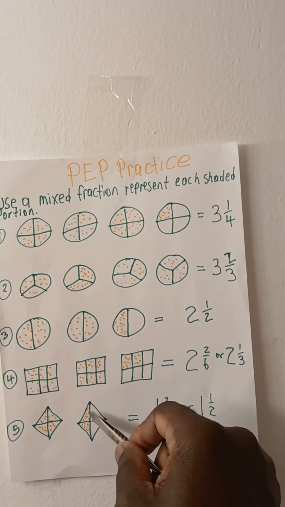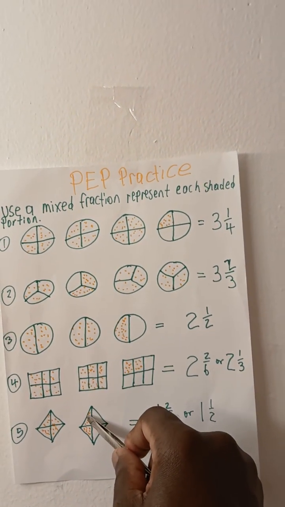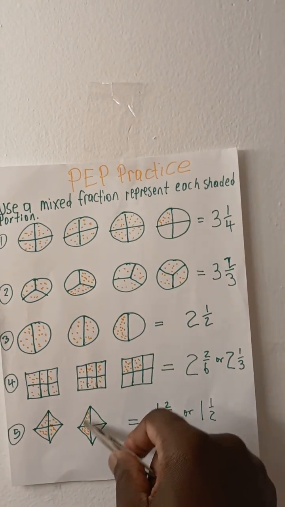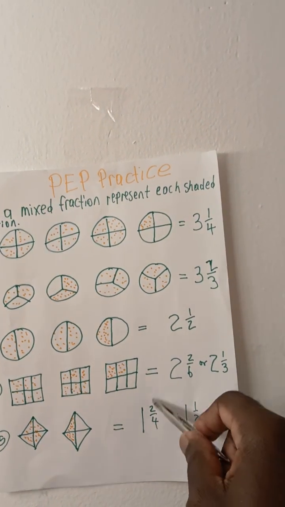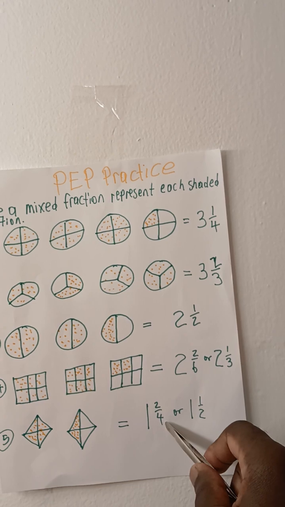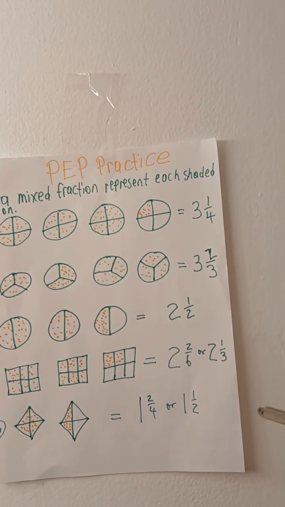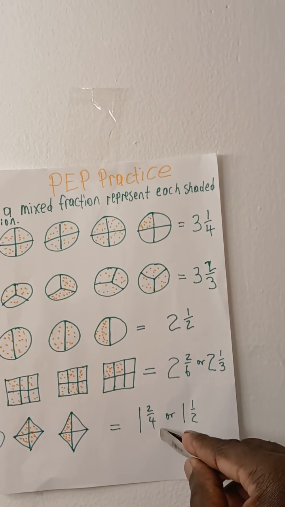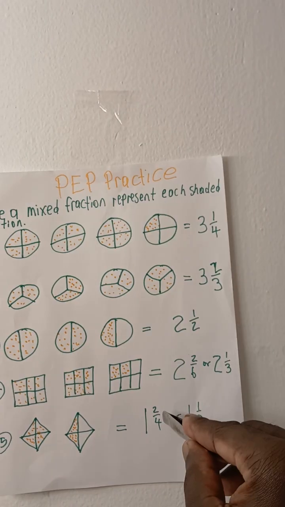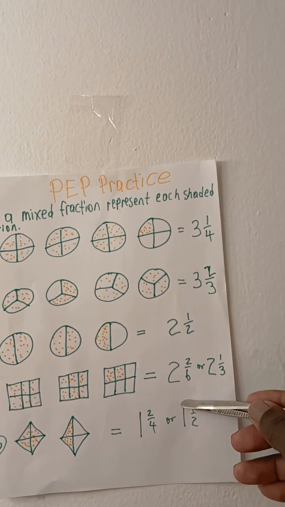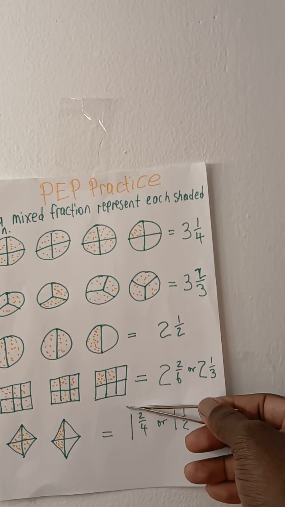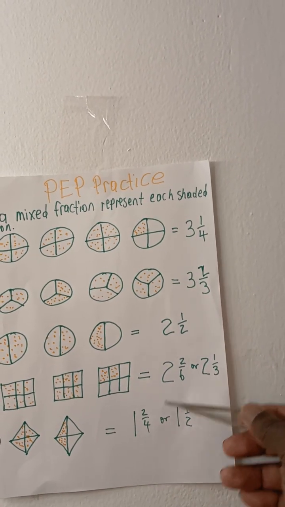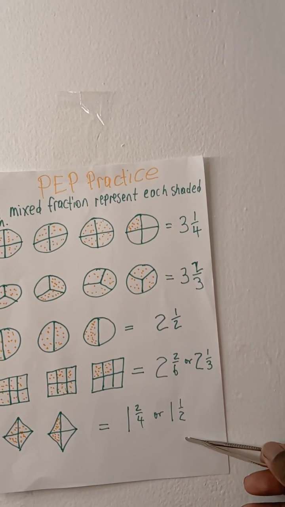And how many is it? 2 parts are shaded. Numerator out of how many parts in total? 1, 2, 3, 4. So it's 2 over 4. 2 quarters. 2 quarters equal a half. If you would simplify this, 2 into 2 is 1 and 2 into 4 is 2. The lowest term this can be simplified to is a half. So instead of writing 1 and 2 quarters, you write 1 and a half.